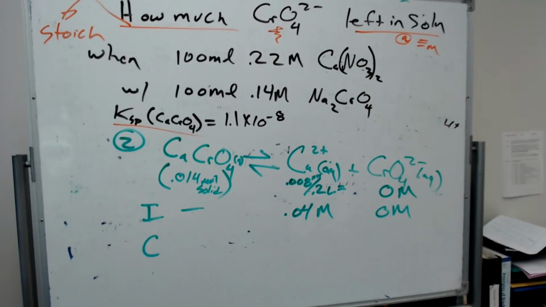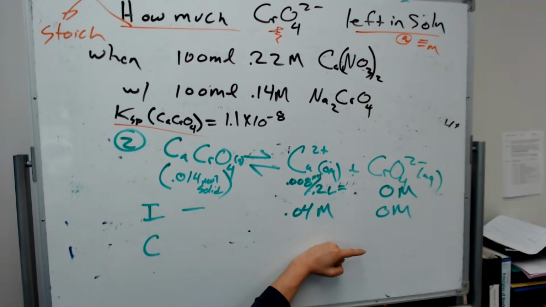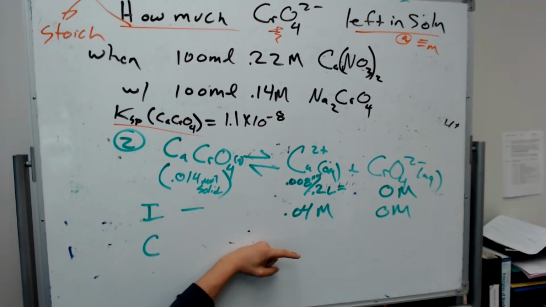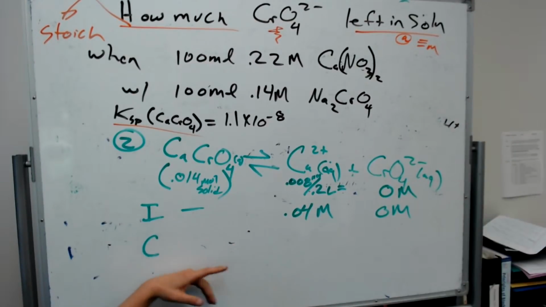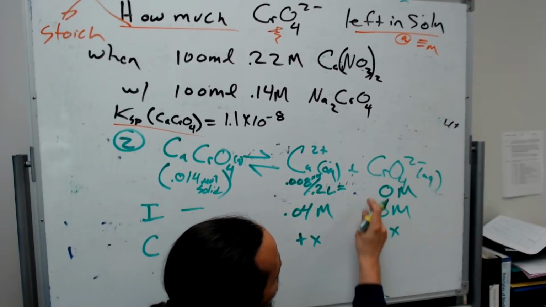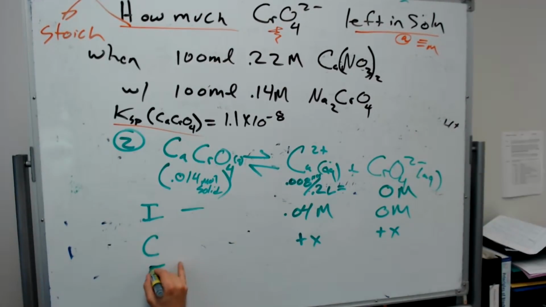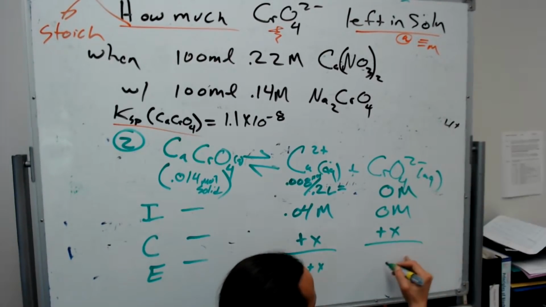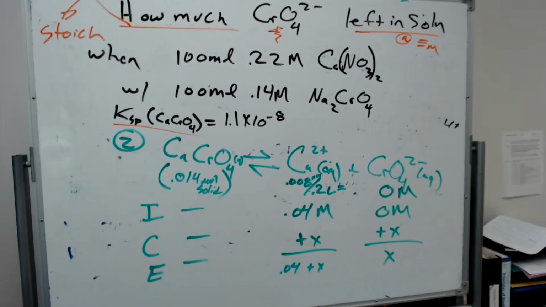I can do my change. Again, we almost always skip this step just in our head at this point. Since we've got 0 concentration here, we know the equilibrium has to go this way because our Q is equal to 0. If we had both things present, we'd have to do a Q versus KSP, but we've got a 0. So we know that the change is going to be plus X, plus X. This one's nice. Everything's a 1-to-1 ratio. I've got my equilibrium. The equilibrium here is going to be 0.04 plus X and X.